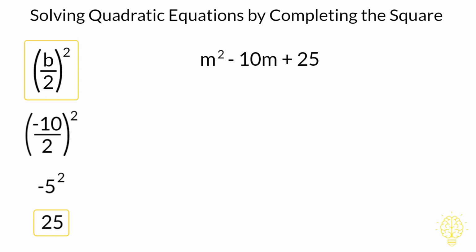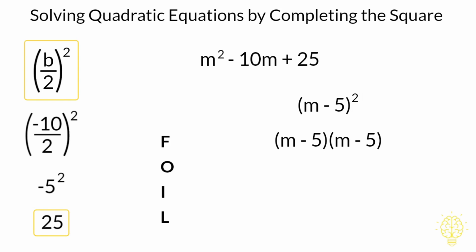Do you know what I mean when I say complete the square? Have you seen expressions written like this, m minus 5 squared? That's a square because the term m minus 5 is being squared, or raised to the power of 2. And watch what happens when I expand that out. m minus 5 squared is m minus 5 times m minus 5.